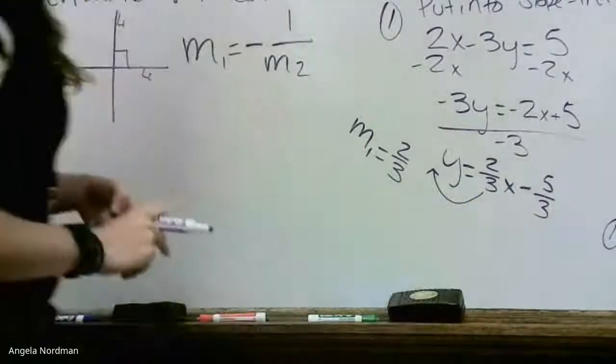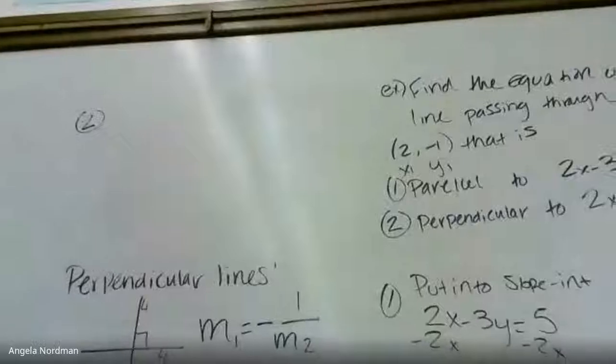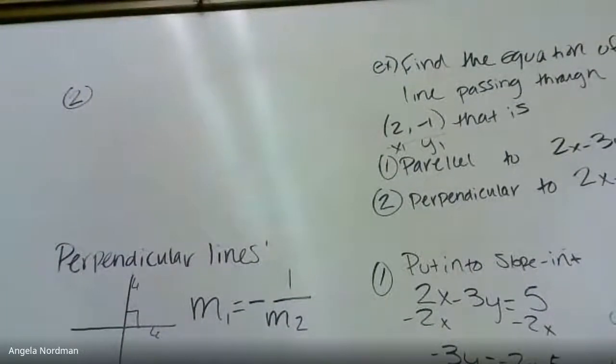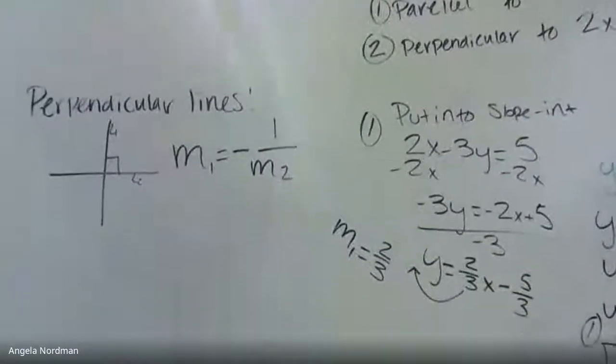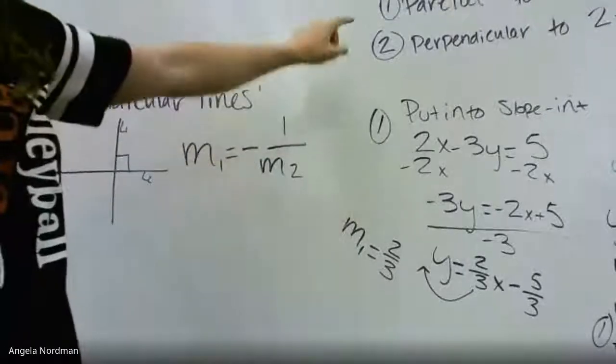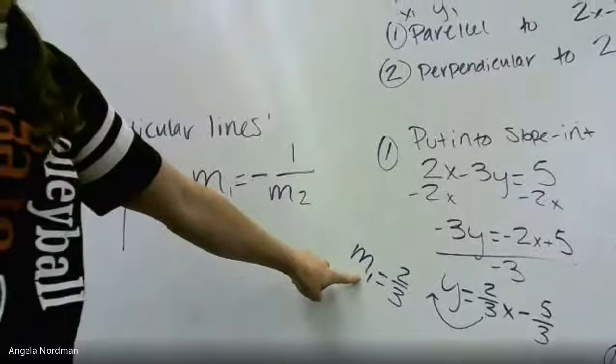Because now we're on to number 2, the perpendicular part of it. Okay, the perpendicular part. So let's recall when we put this into point slope form over here, the object of that was to find the slope of our original line. We did that, M1. The M1 was 2/3.